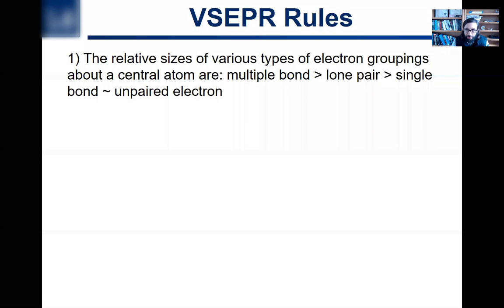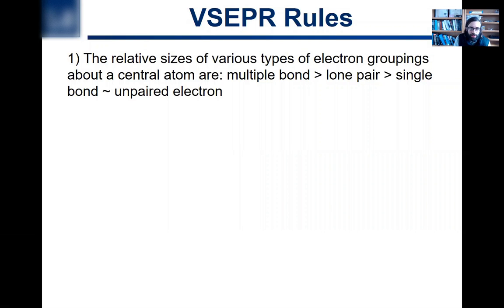So now that we have a feeling for how VSEPR works, I want to go in depth into some of the more specific rules that the theory espouses. And so the first one is that the relative sizes of various types of electron groupings about a central atom are: multiple bond is bigger than a lone pair is bigger than a single bond, which is about the same size as an unpaired electron.